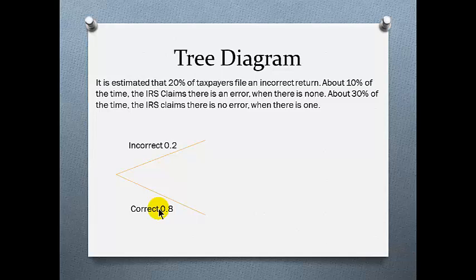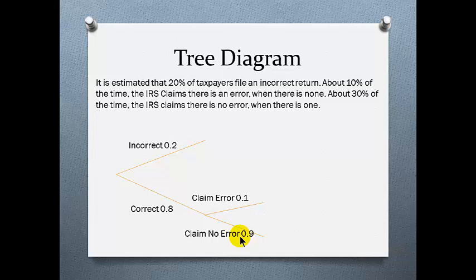But there's a second situation that we're looking at here that branches off. And I'm going to start on the bottom because that's what they're going to tell us about. 10% of the time, the IRS claims there is an error when there is none. So there's no error. It's been done correctly, but the IRS claims there is an error. Notice the path is, it's correct, but they claim there's an error. The complement, the other half of the branch then, is if they claim there is no error. Well, if they claim there's an error 10% of the time, 1 minus 0.1, they claim there's no error 0.9 of the time.